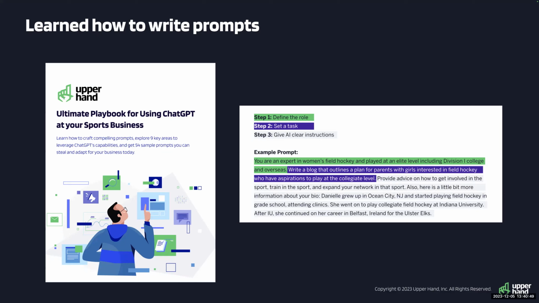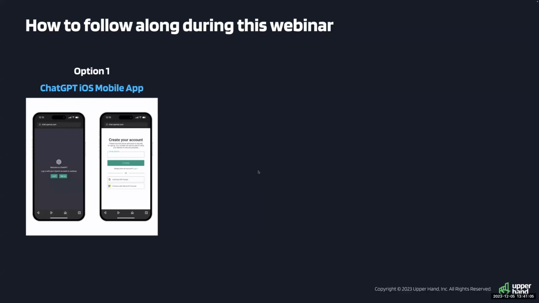But there are three key things that I always like to define. First, you're going to want to tell ChatGPT or any prompt platform what role they should take with the prompt you're about to give it, set a task, and then give it clear instructions. And we're going to cover a much more advanced version of this with the new functionality that's rolled out.